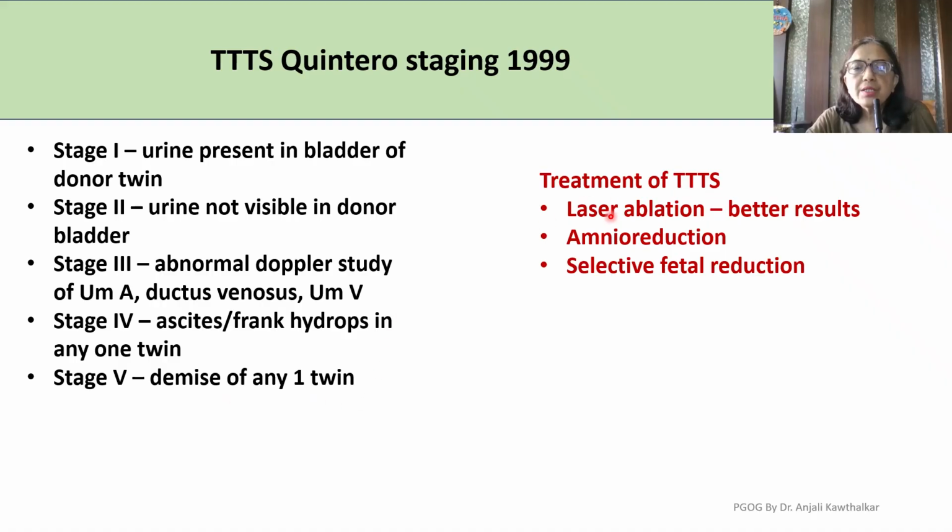Treatment of TTTS is by laser ablation, which gives better results as compared to amnioreduction, where you remove the excess amniotic fluid from the sac which has polyhydramnios. Selective fetal reduction has also been tried, where the baby which is suffering maximally is selectively reduced, but the results are not very good for the surviving twin, and the best results are at present seen with laser ablation.